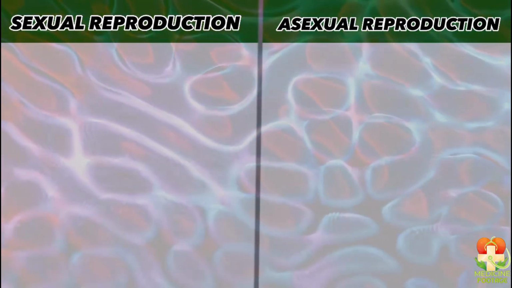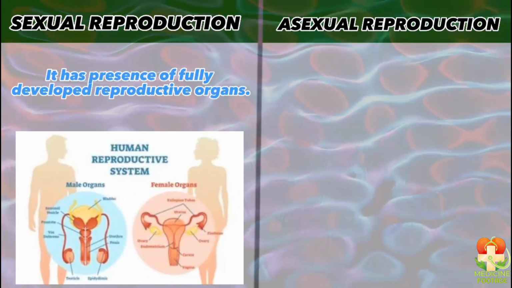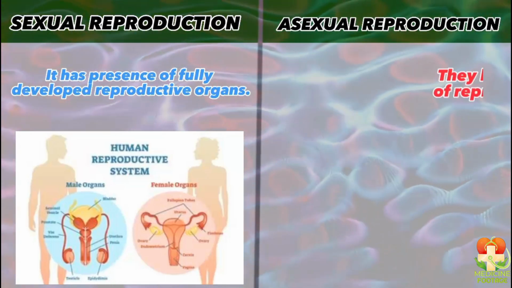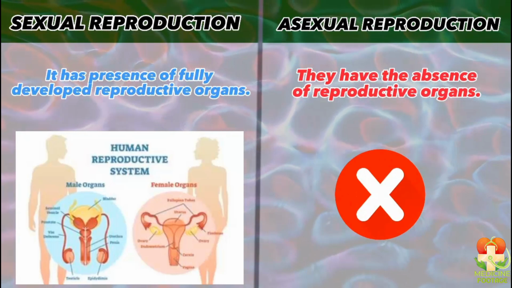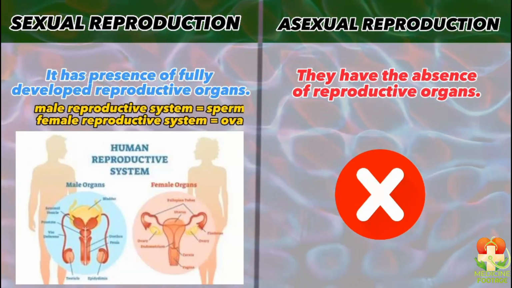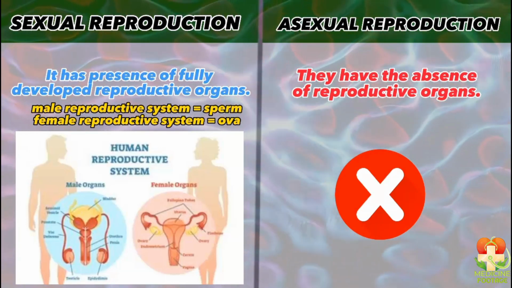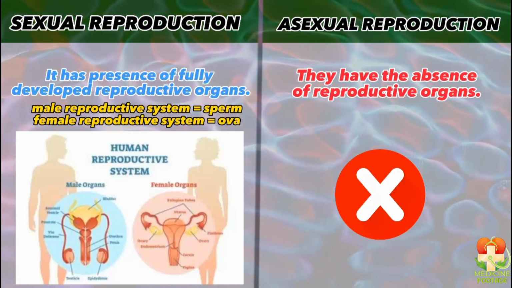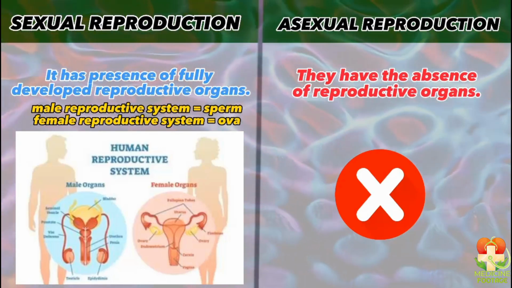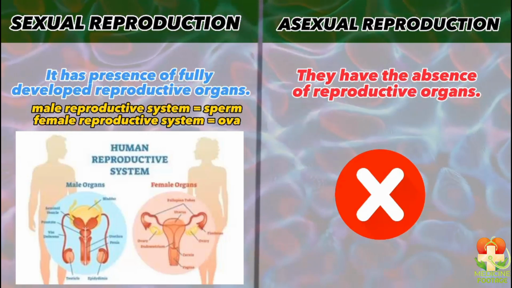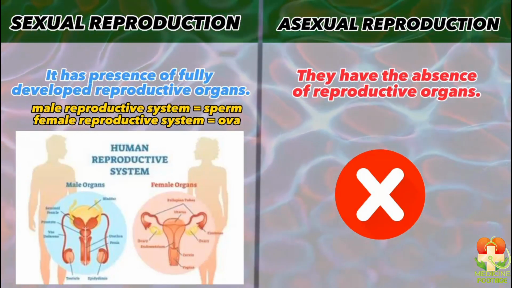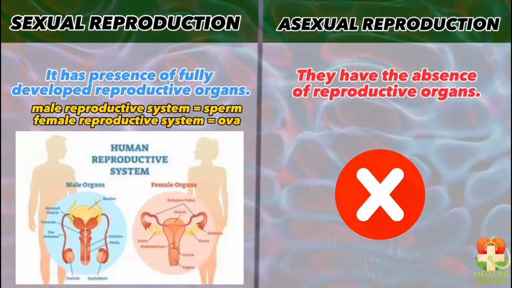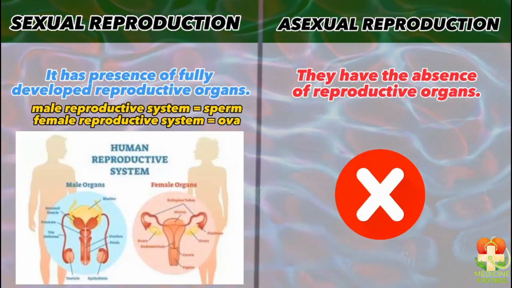Difference number 5. In sexual reproduction, the organisms have fully developed reproductive organs. But in asexual reproduction, reproductive organs are absent. In males, these organs produce sperm, and in females, they produce eggs. The organs responsible for producing eggs in females are called female reproductive organs, and the organs that produce sperm in males are called male reproductive organs. These organs are found in organisms that undergo sexual reproduction.